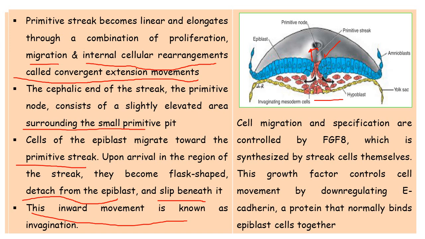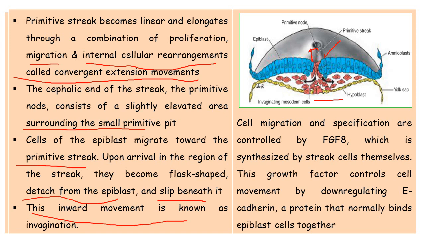But during the process of gastrulation these cells are moving, so for that it is necessary that there should be down regulation of e-cadherin. If e-cadherin is not there, then they will ultimately be able to move. So this factor FGF will ultimately down regulate the formation of e-cadherin on the surface of epiblast cells, and the cells will be able to move through this primitive streak, and ultimately they are coming down.